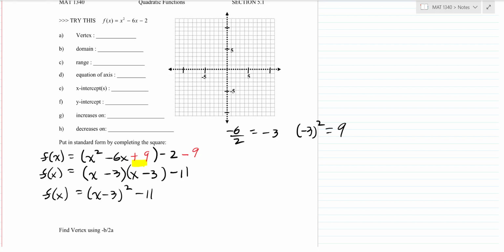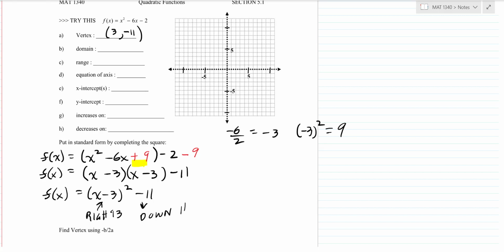So I think a lot of you were a little shaky on how to do that. Now what this means is you're going to the right 3 and you're going down 11. So your vertex is to the right 3, so that's 3, down 11 is -11. That's your vertex right there if you complete the square.